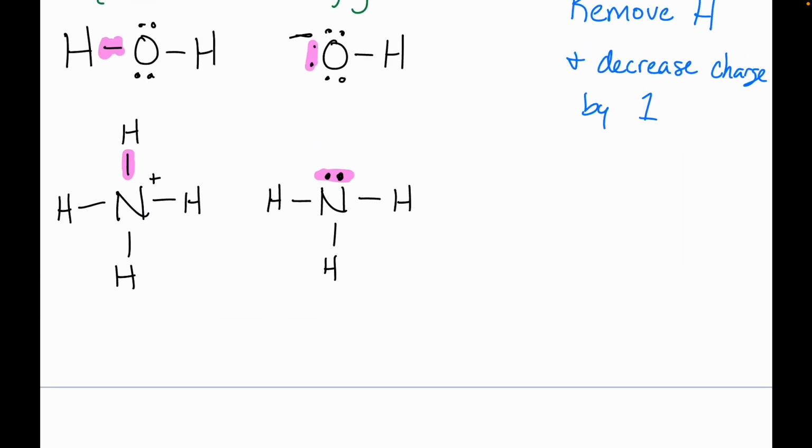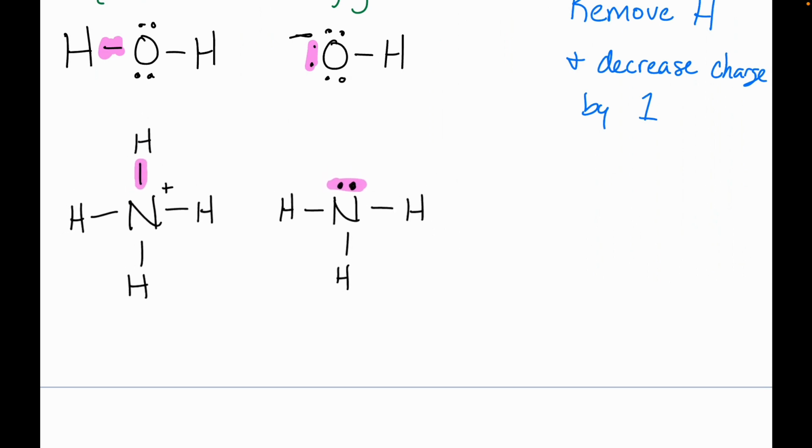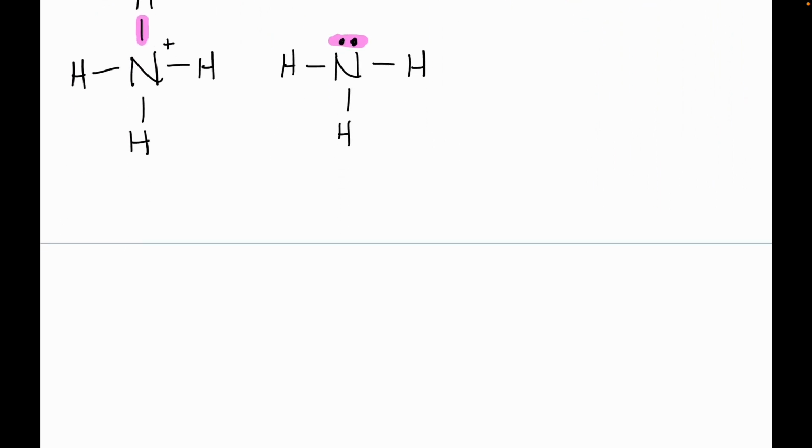Okay, so then one more for me here. Let's do... Here's my acid. Okay, draw me my conjugate base here.